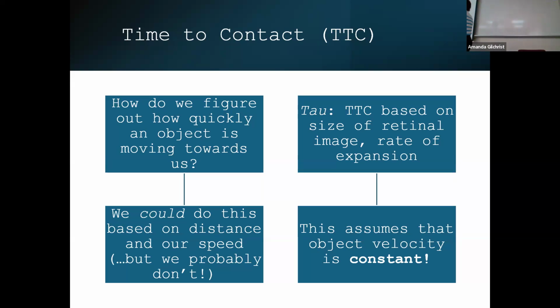We are going to assume that this is happening at a constant velocity. That means no accelerations, no decelerations. If we have a sudden acceleration, we're probably going to underestimate the time we have. If we have a sudden deceleration, we are probably going to overestimate how much time we have.